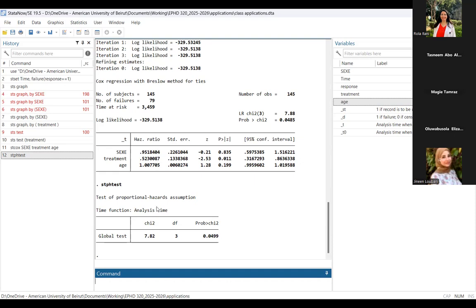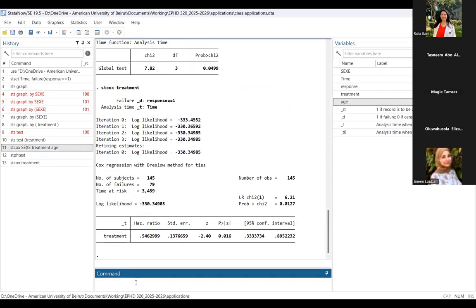And I think the violation comes from the other variable, and that's why if we put treatment alone, I think the test would be better. And I'm going to do it. So let's put ST Cox and let's put the treatment only. Okay, and then do the test.